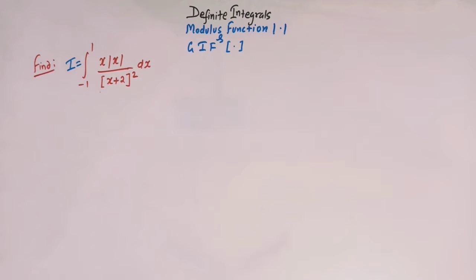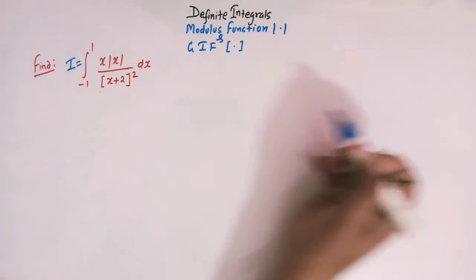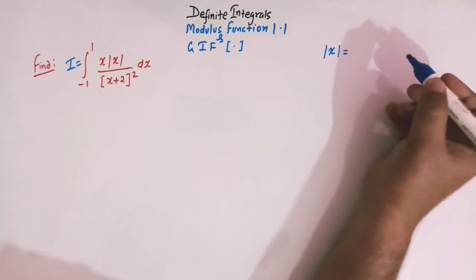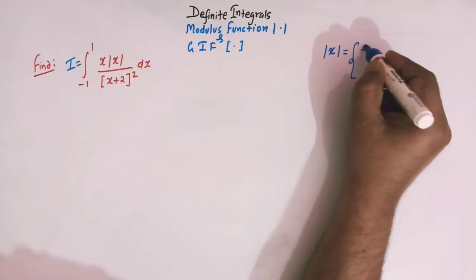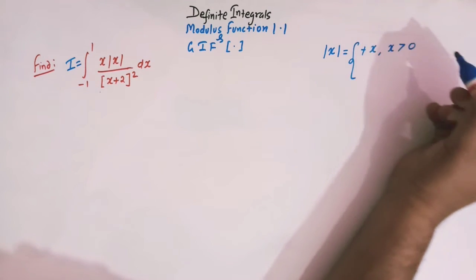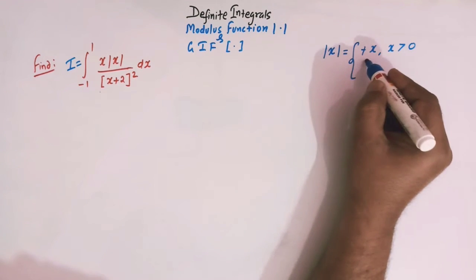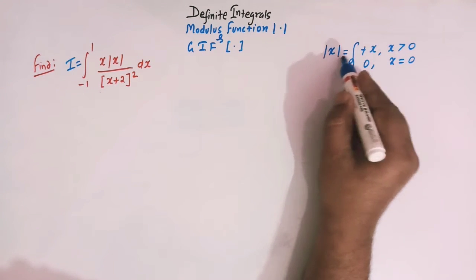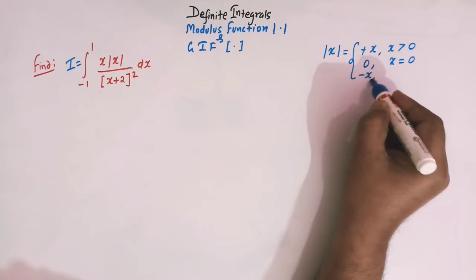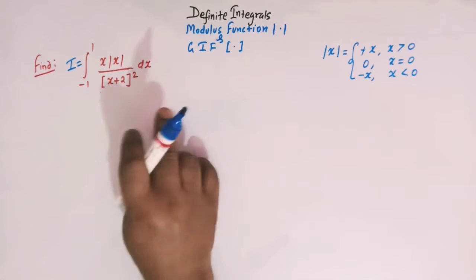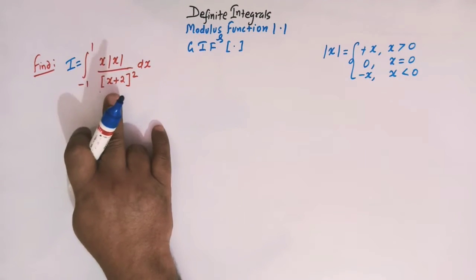So now let us first take the definition of mod function, right? So the mod function is defined as, that is, the modulus of x is defined as positive x whenever x is greater than 0, right? And this mod function is equal to 0 whenever x is 0, and mod x is equal to minus x whenever x is less than 0, right? Okay, so now we'll first use this definition to simplify this integral.